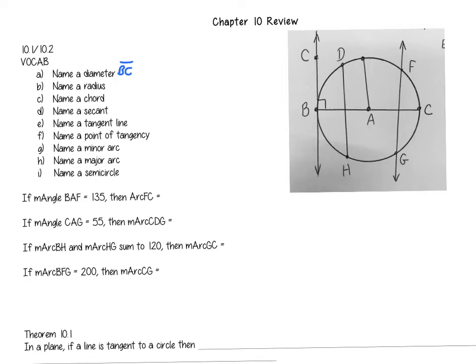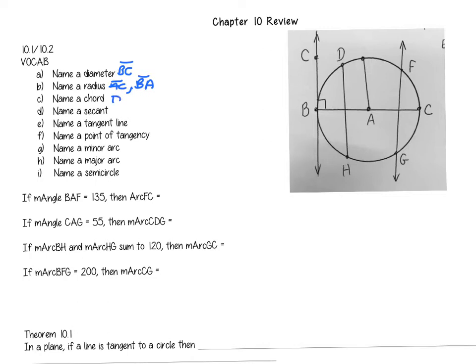Okay, name a radius is next, and this has more than one answer. AC is a radius. Another one, BA is a radius. Okay, and then the A to the top, there's no letter there, but that would also have been a radius if that was named. Okay, name a chord. So a chord that's not a diameter. Let's go that way.